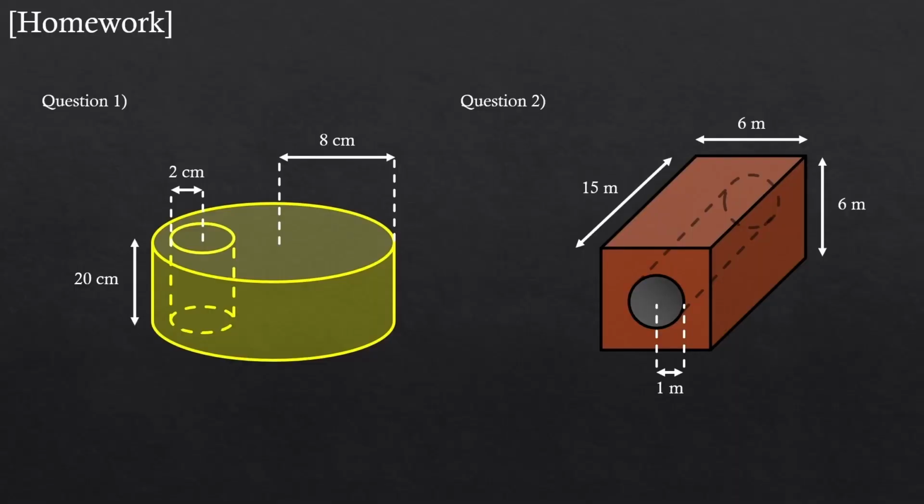Alright, so we have tried several questions together. I'll give you homework today. You have to find the volumes of these two objects. Both have holes here like this. Okay? I'll provide you the solutions in the next video.